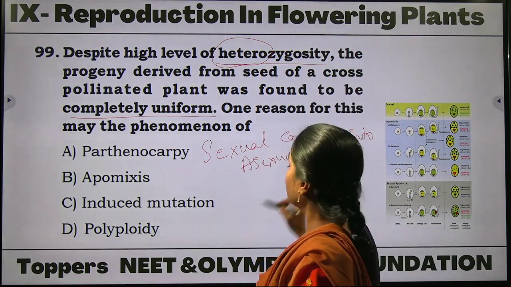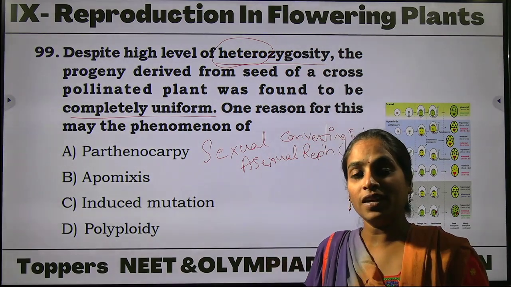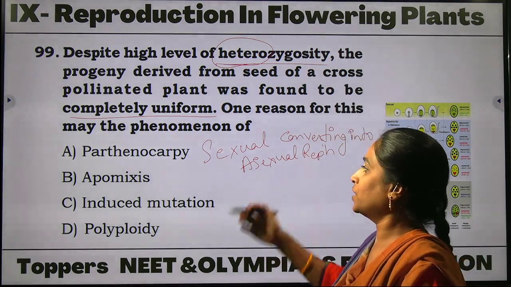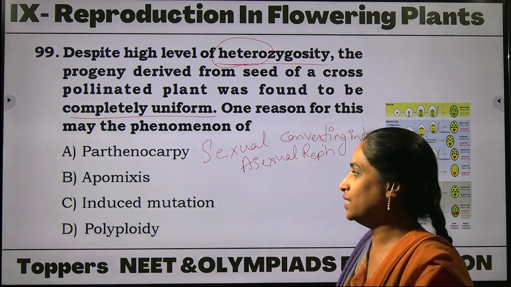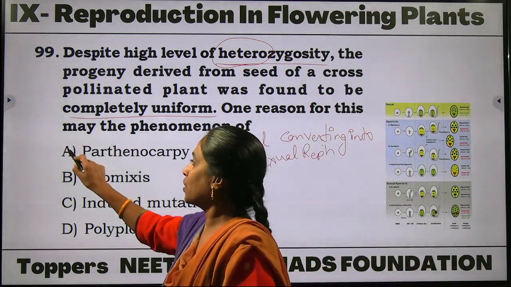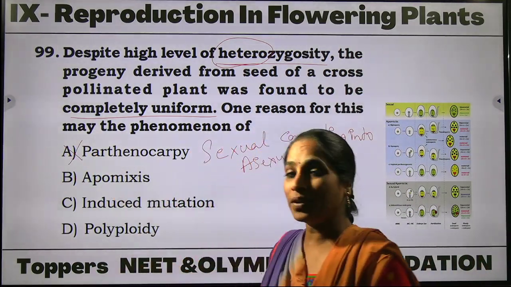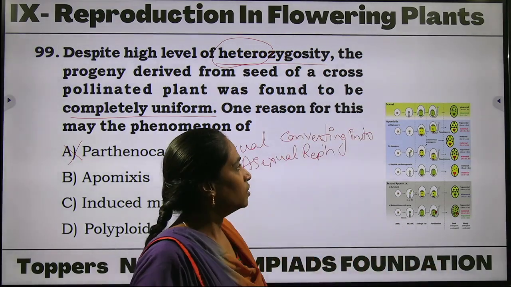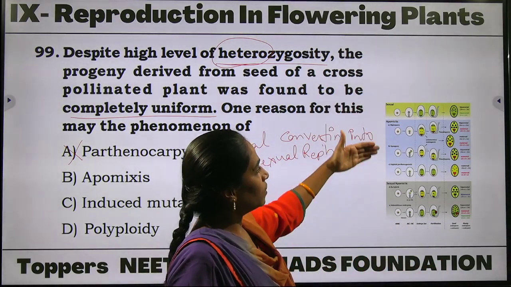Nothing but an unfertilized egg will be converting into a fruit without formation of any seeds. So this is the wrong option. And what is apomixis? Let us see in the picture here. What is apomixis? So here we can observe.